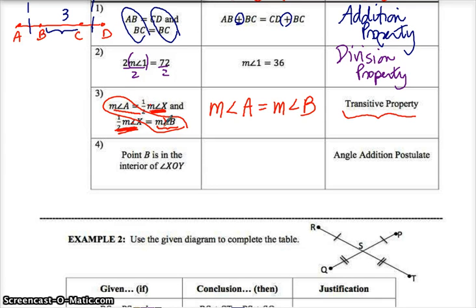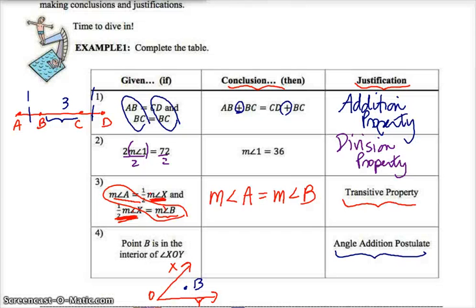Okay, how about number 4? Point B is in the interior of angle XOY. So here's angle XOY, and point B is on the interior. Okay, well again, I told you the justification. The justification is the angle addition postulate.